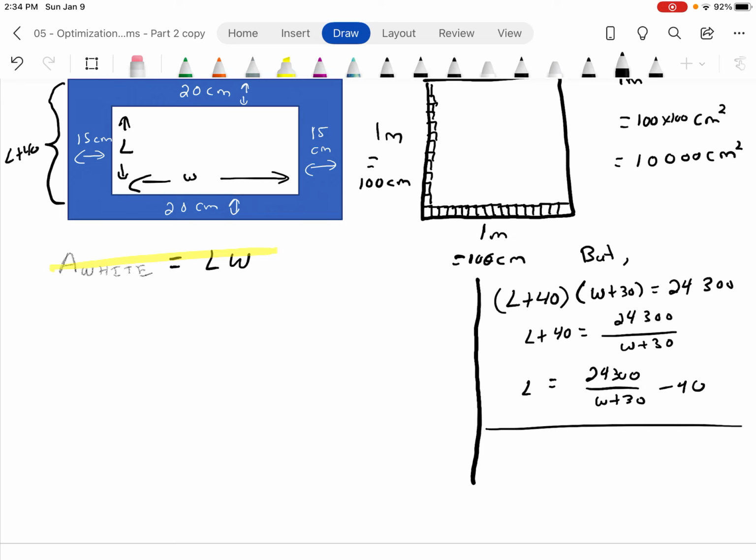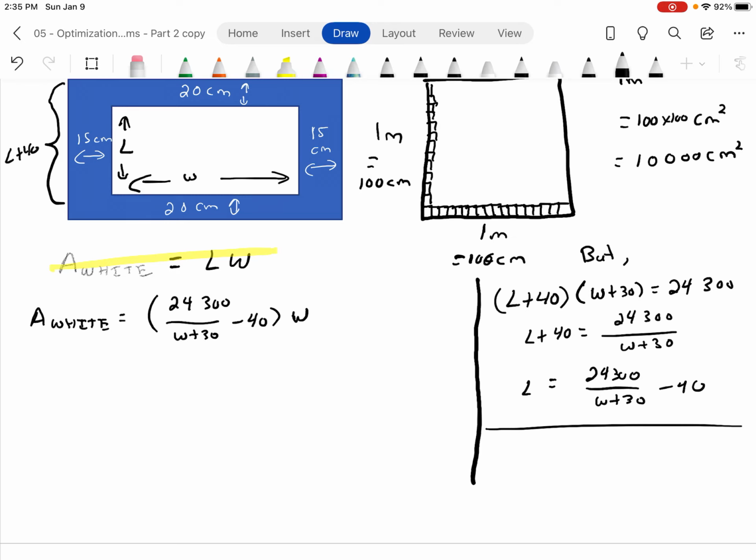Now, what that means is I can go back over here and say the area of the white part of the banner is equal to the length, which is 24,300 over W plus 30, subtract 40, and that's all times the width, which is just W. Now this equation makes me very happy, because it is now all in W's. That'll make taking the derivative a lot simpler.